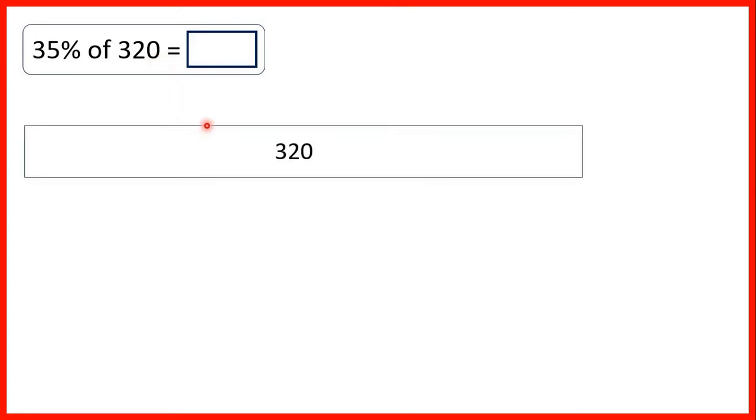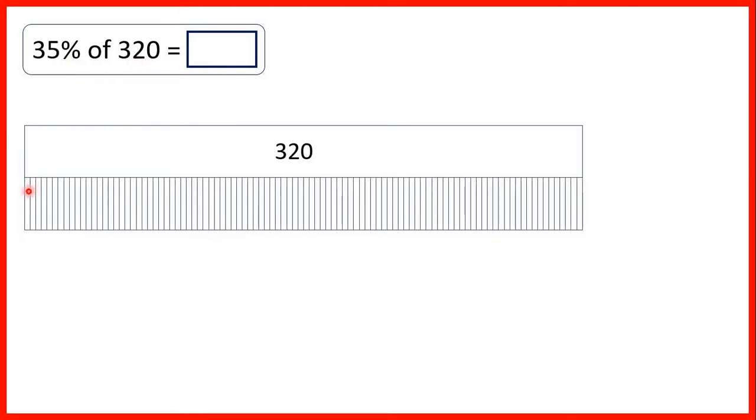So let's say we need to find 35% of 320. We can represent this on a bar model by showing 320, our total quantity, as one large bar. And the way we've learnt to find percentages so far is to first divide by 100 and then multiply by the percentage. So we can show 100 1% bars.